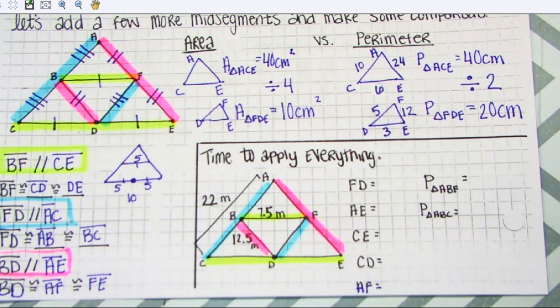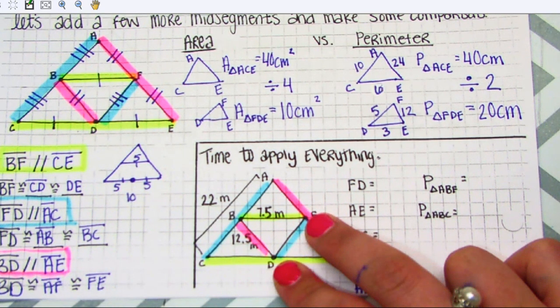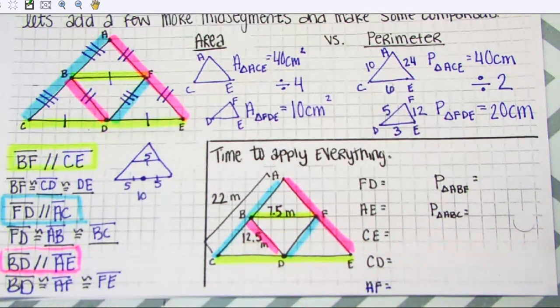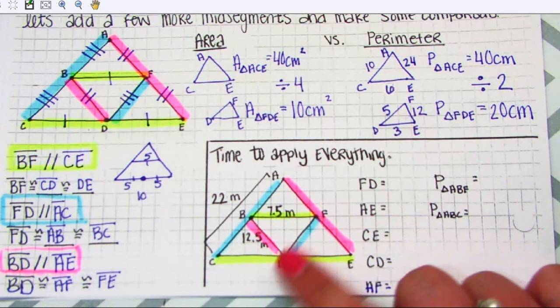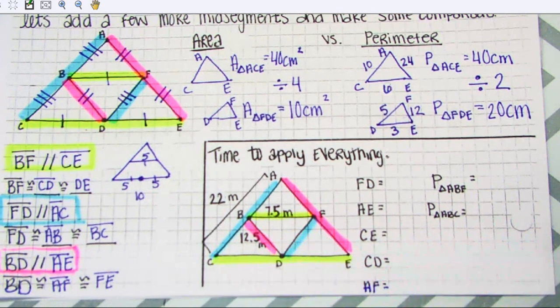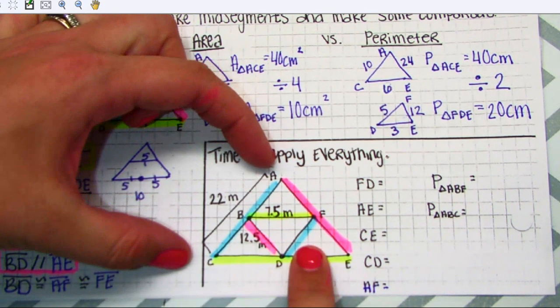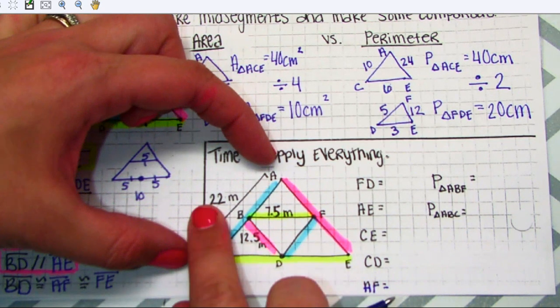So let's start with FD. How can we find the measurement of FD? This measurement right here. It's not 7.5 either. It's 11. How did you get 11? 22 divided by 2. So remember, this length is the parallel side. So 22 is the parallel side, which means to get to its mid-segment, I have to divide by 2. So 22 divided by 2 is 11.